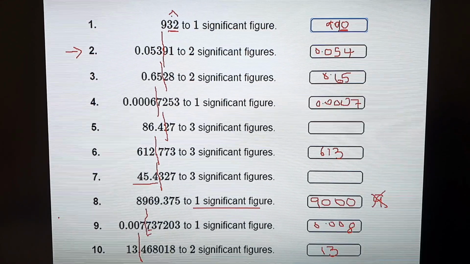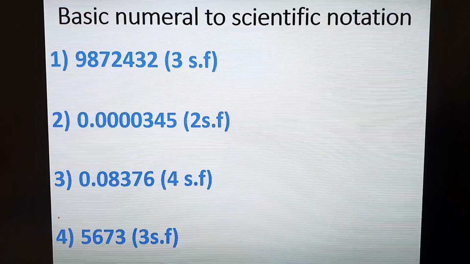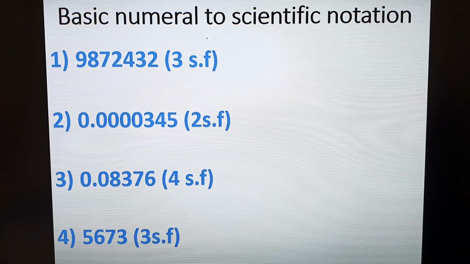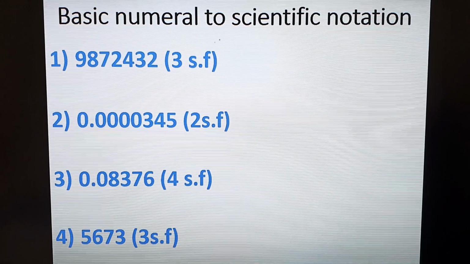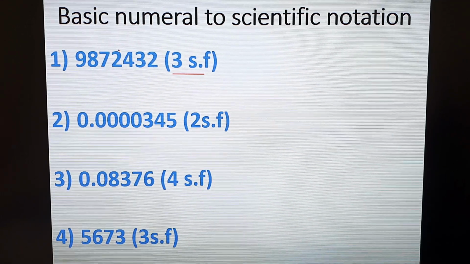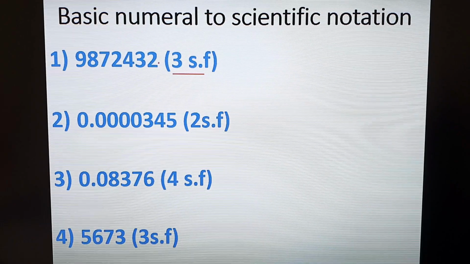Okay, so let's combine significant figures with scientific notation. So we're going to write these basic numerals, or they call them decimal numbers in the textbook, in scientific notation. So we want to write it in scientific notation as well as having three significant figures. So let's begin with realizing where the significant figures are. So we know that we don't write any more than 987 basically.